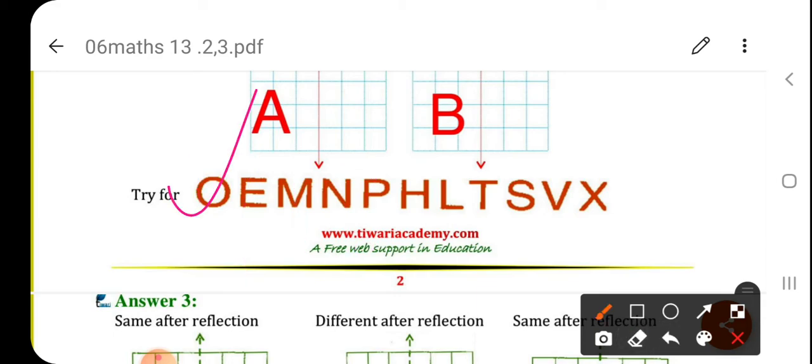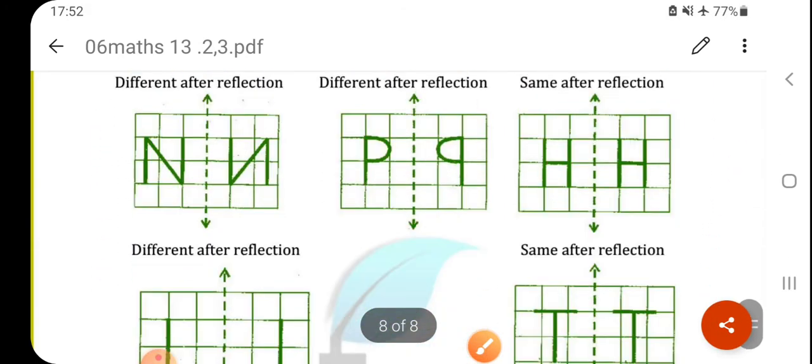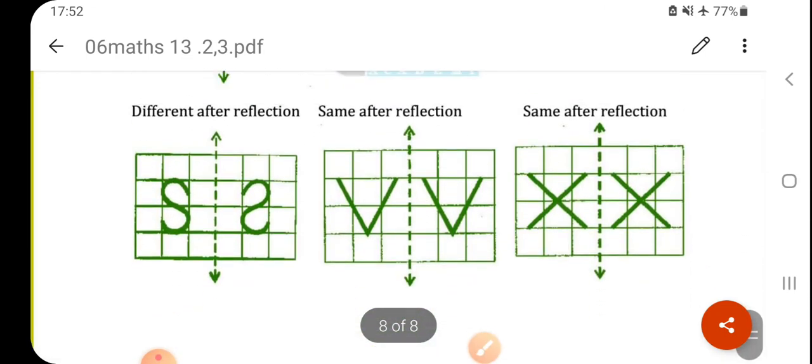For O, yes. E not possible. M possible. H possible. T possible. V and X. Okay, for these letters vertical symmetry is possible. For the remaining it's not possible.